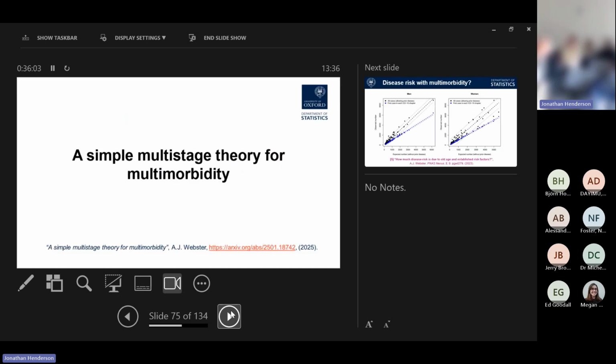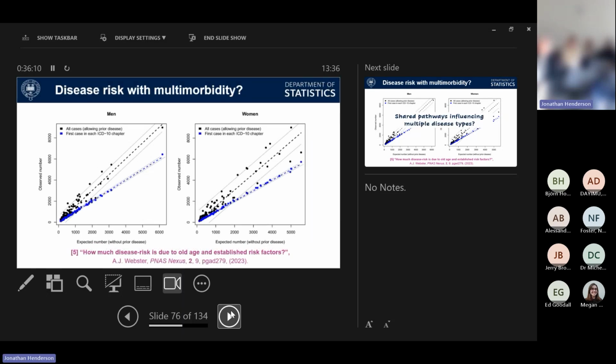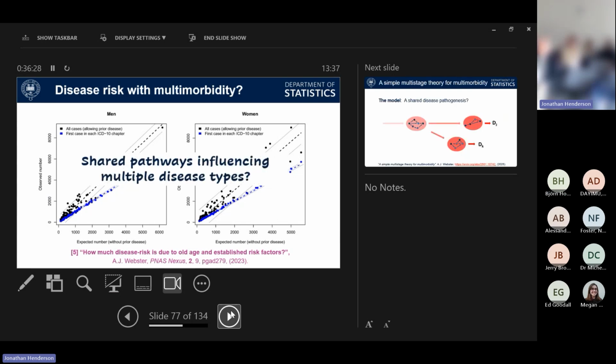So this brings us on to a simple model for multimorbidity. Because as I said, I was quite struck by the way this increase is fairly similar across many different diseases. I say this is about 50%. So if you want a rule of thumb, that's not a bad one. And I started thinking, well, how could you explain this? One possible explanation is if there are a smaller number of shared pathways that are influencing many different disease types. Okay, so I played around with the maths of this for quite a while.